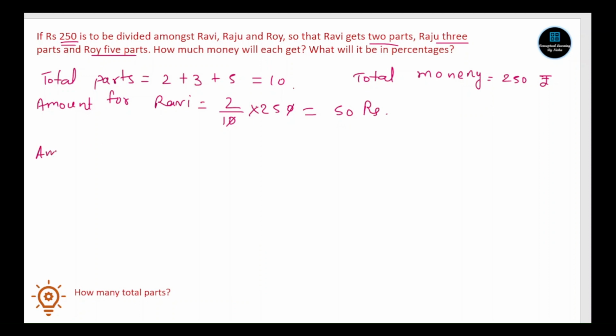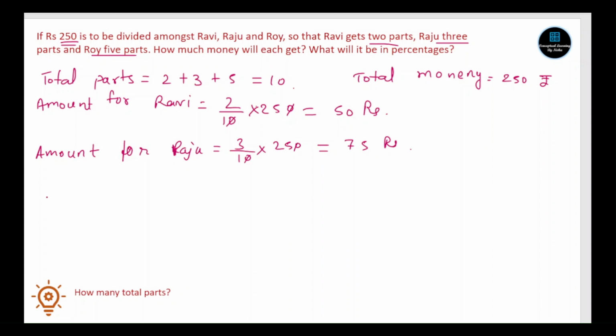Now same way, can you find the amount for Raju and Roy? Come on, quickly find it out and write in the comment box. Make it fast. So, Raju got 3 parts. So 3 upon 10 into total amount 250. When we solve this, 0 0 cancel out and we'll get 75 rupees.